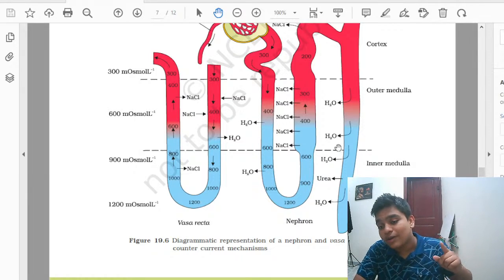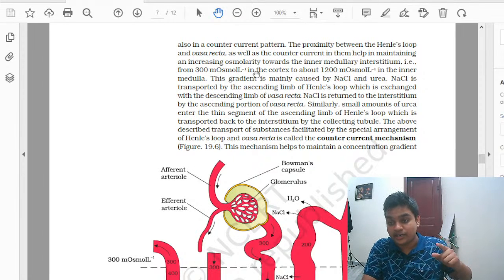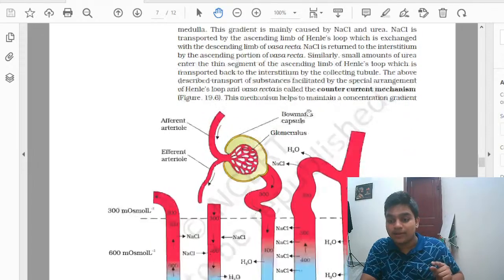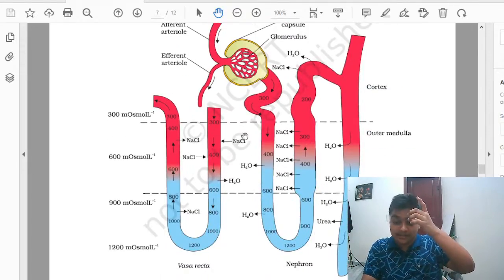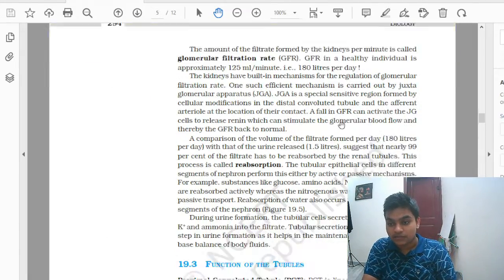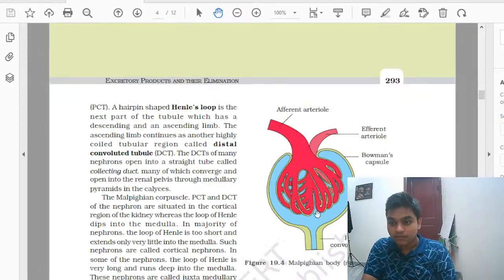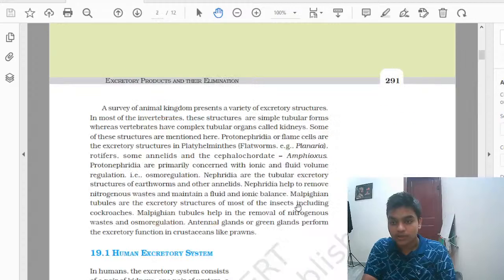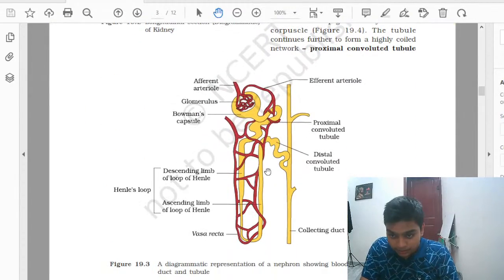And there is also one more point which is helping in maintaining the increased osmolarity, that is the proximity between Henle's loop and vasa recta. These Henle's loop and vasa recta are just side by side. So in your NCERT, if you go to this diagram in the structure of nephron, see, here they are in close proximity to each other.